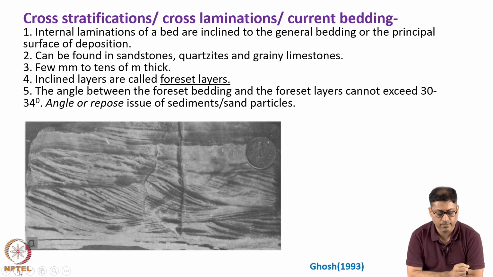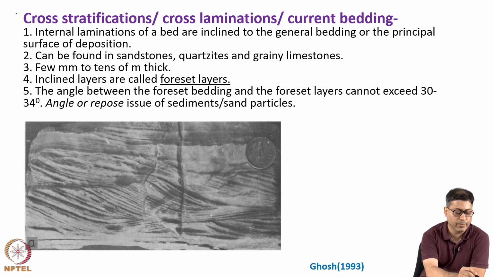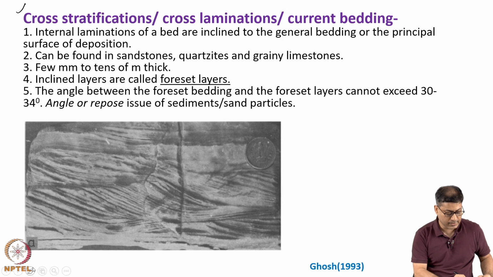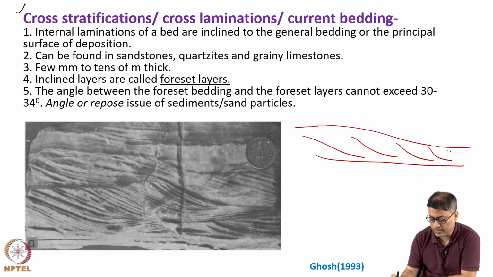Now, let us look at another interesting primary structure known as the cross stratification, also known as cross laminations or current bedding. Here, the internal laminations of a bed are inclined to the general bedding or the principal surface of deposition. So, if I make a sketch, this can be the appearance.